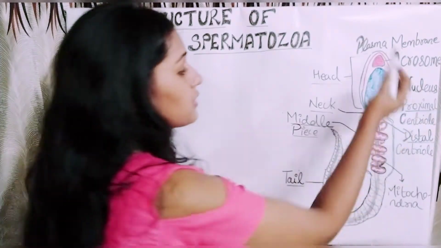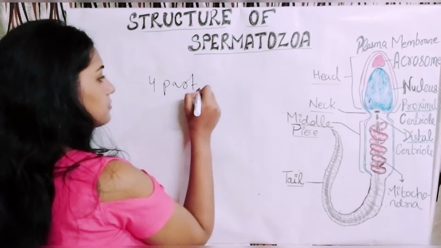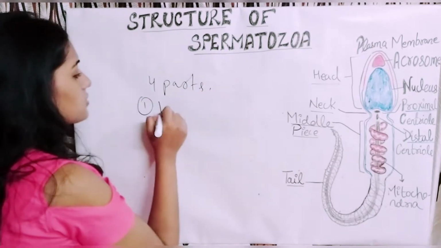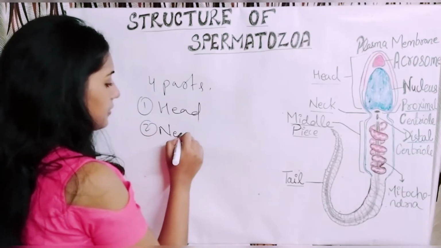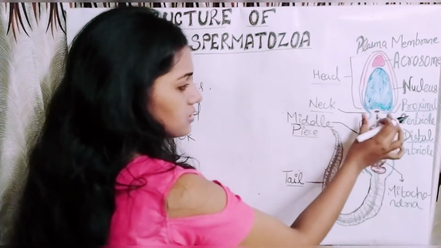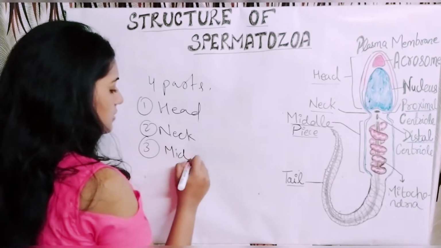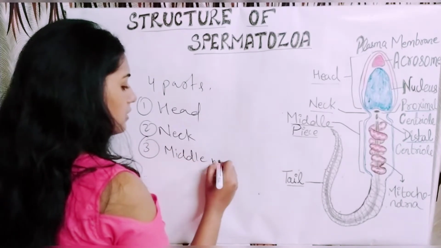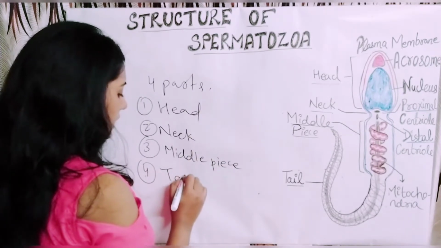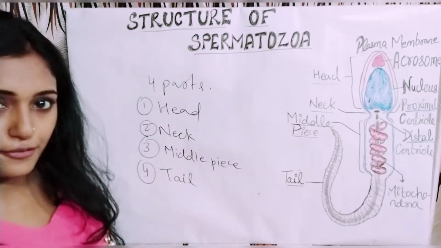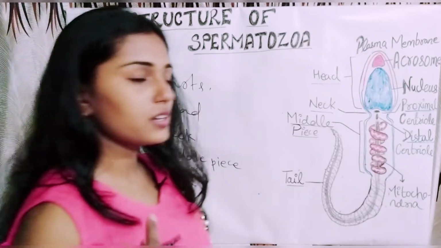Now, the spermatozoa has 4 parts. Okay, the first is head, second is neck. This is the neck, which is slightly narrower. The third is the middle piece, and the final, the tail. Okay, it has 4 parts. Now we will see each of the parts and what it contains.